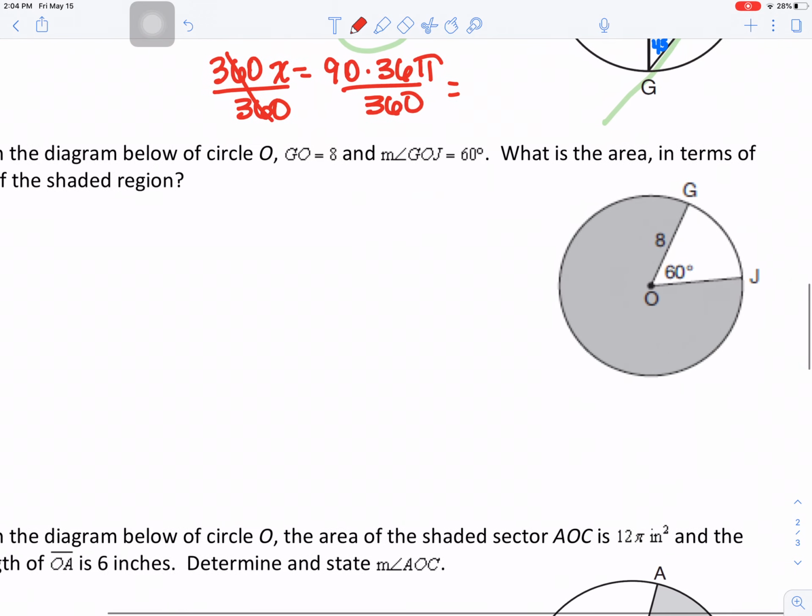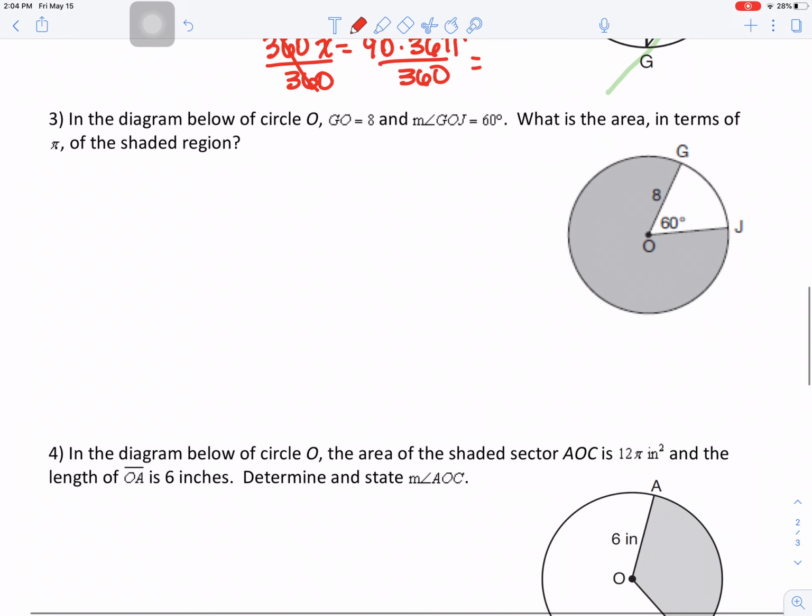Okay, number 3. In the diagram below of circle O, GO is 8. Okay, that's a radius. And the measure of angle GOJ, central angle, is 60. What is the area of the shaded region in terms of pi? All right. Now, there's two ways to do this.